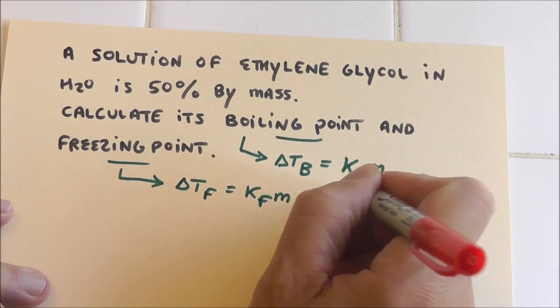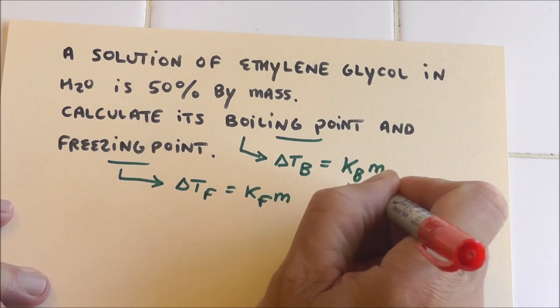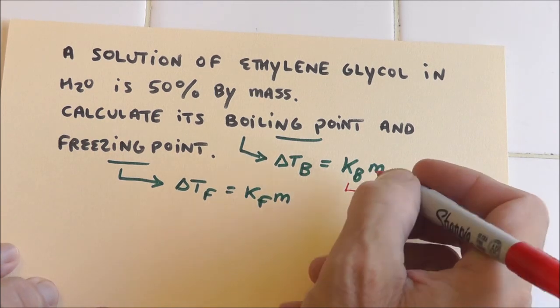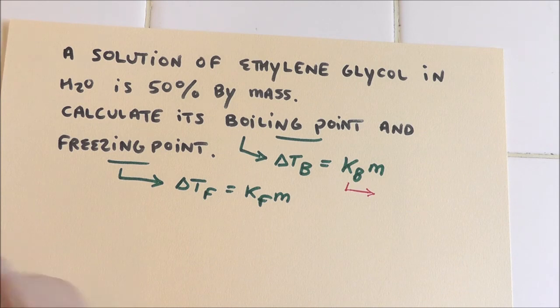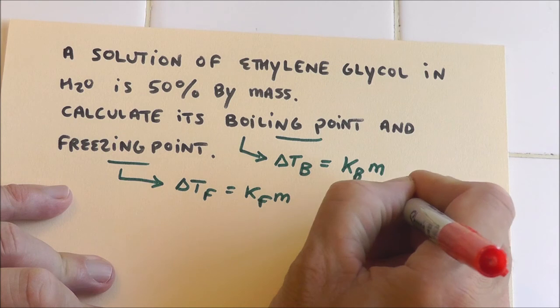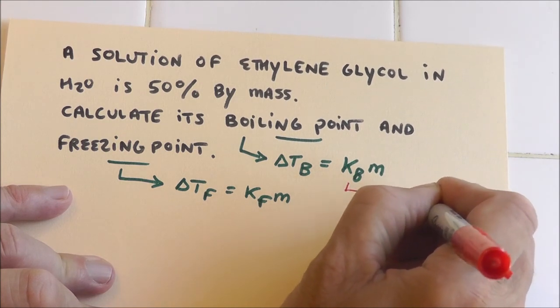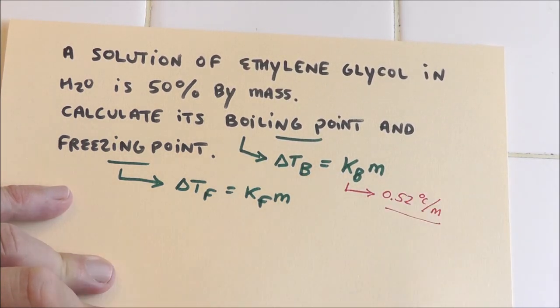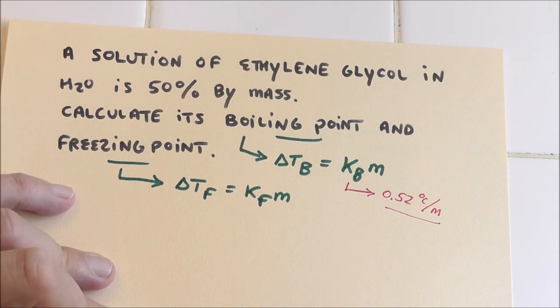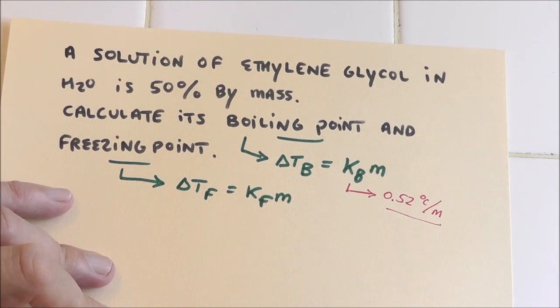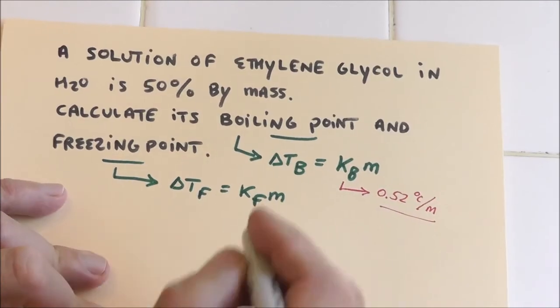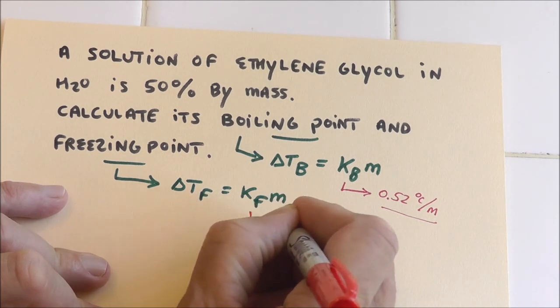And what I have also done is looked up the constant. So for water, the boiling point elevation constant is 0.52 degrees C per molality unit. So that means if you had a solution that was a molality of 1 mole per kilogram, the boiling point would go up 0.52 degrees, so it would become 100.52 degrees.